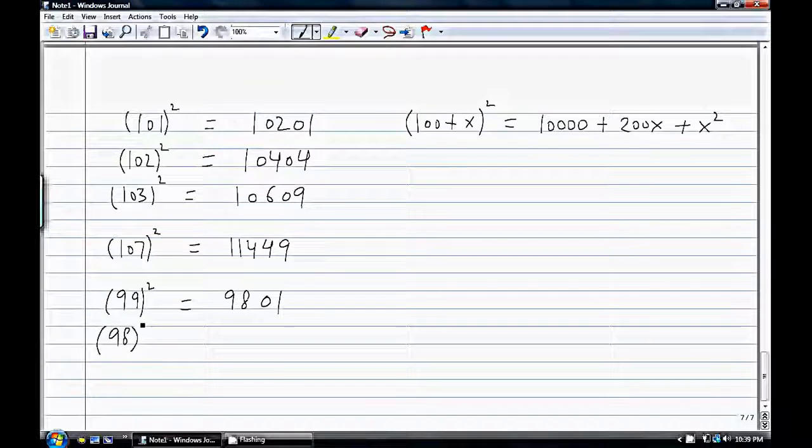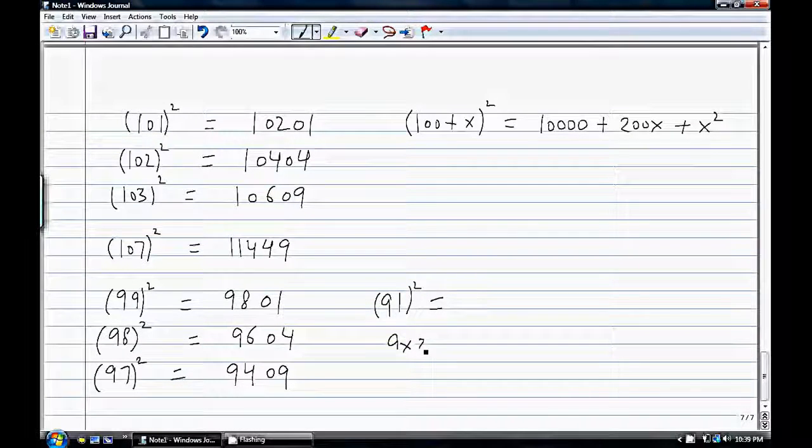Similarly, 98 square will be 9604, and 97 square is equal to 9409, since 3 2s are 6, so 94 and 09. So I can go until 91. 91 square: 9 times 2 is equal to 18, and 100 minus 18 is equal to 82. I'll write 82 here, and then 9 square is 81, so I'll write 81 here, so 8281.